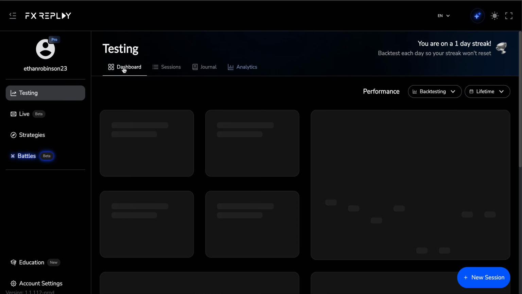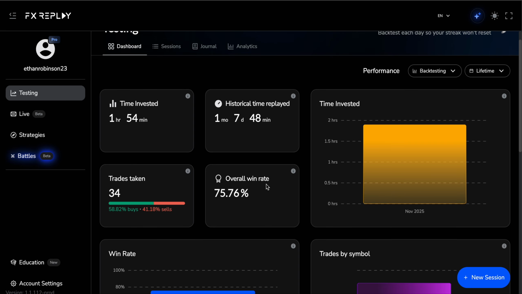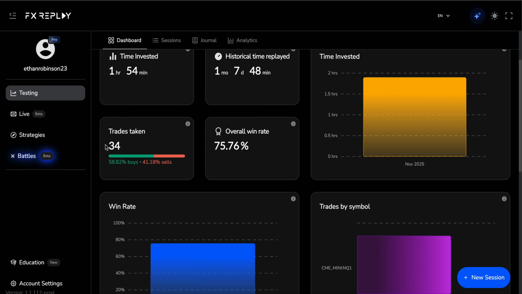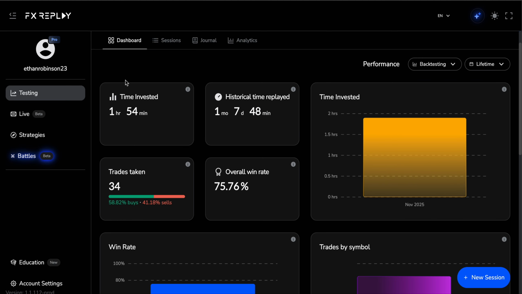So let's come to my dashboard and look at my overall stats. Overall stats, 76% win rate on the model, over 34 trades. So there's all the proof you need right there over a month and a week of data. So yeah, the model is actually insane, guys.